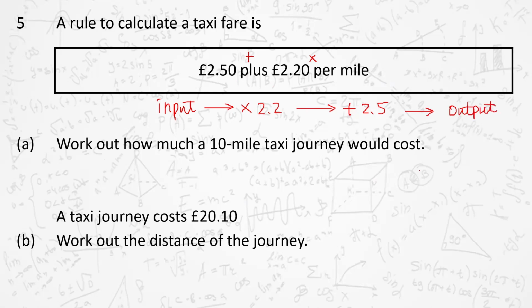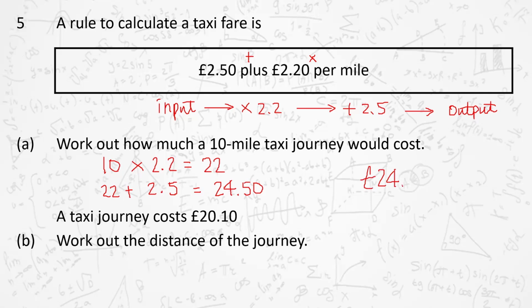Part A, work out how much a 10-mile journey would cost. So input's 10 times by 2.2 equals 22. Then 22 plus 2.5 equals 24.5. So it's £24.50. Part B, taxi journey costs £20.10. Work out the distance of the journey.